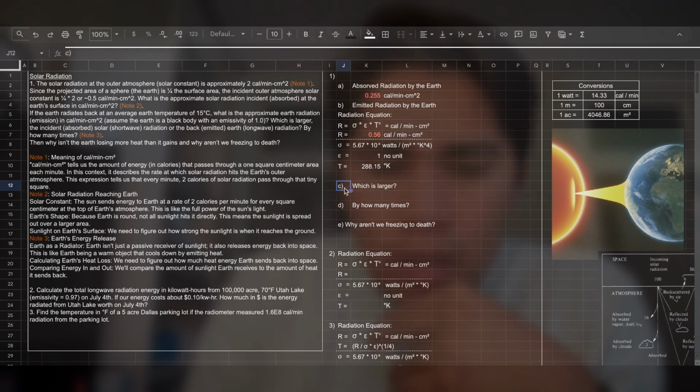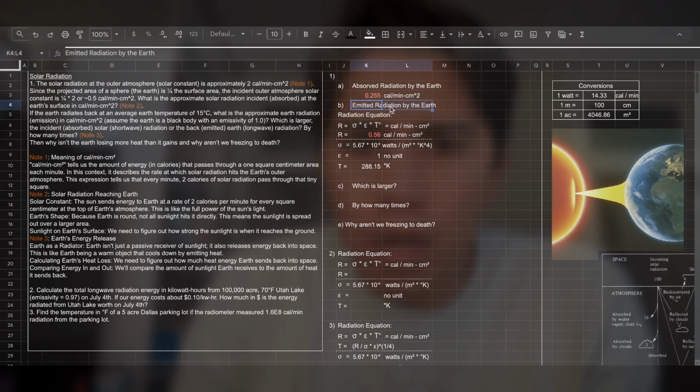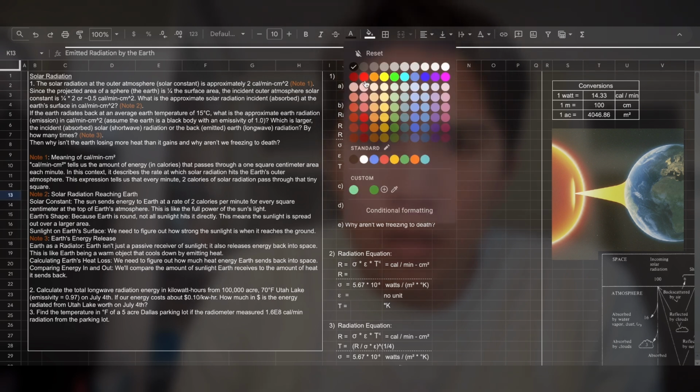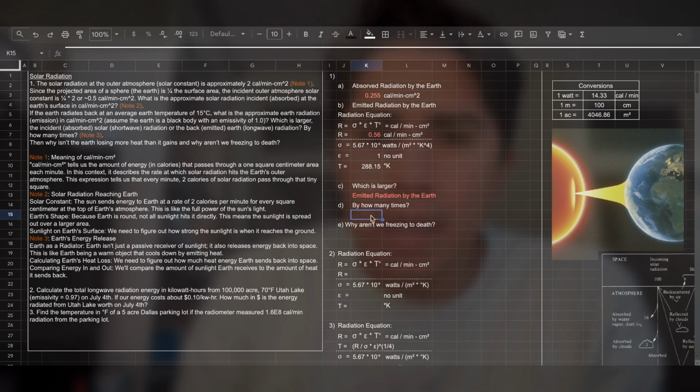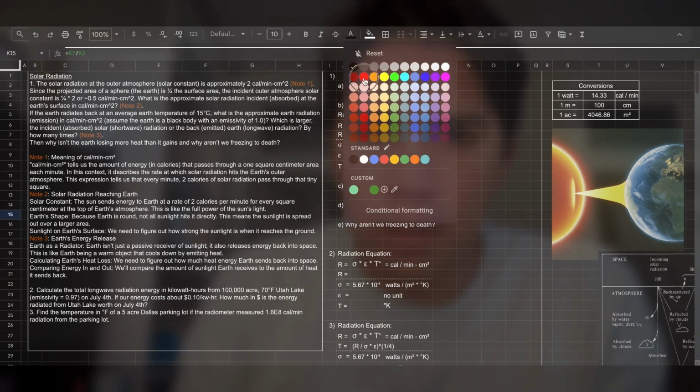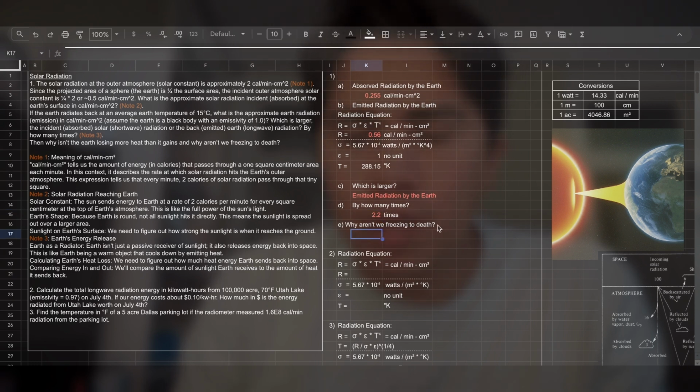Now, part C is asking us which is larger, so we can see that the emitted radiation is larger, right? This is the answer, and it's by how many times? So we can divide, and the answer is just 1 divided by this value, and it is greater by about 2.2 times. So this is the next answer. And the question is, why aren't we freezing to death then?